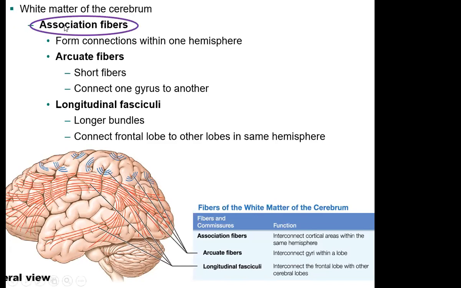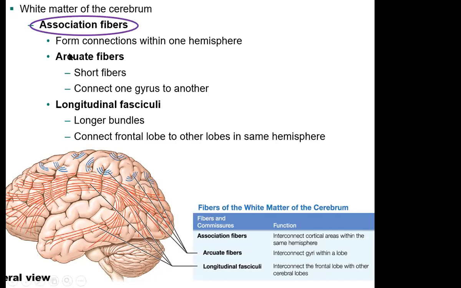So the first one that you see here is association fibers. And what you want to remember for association fibers is they form connections within the same hemisphere. So if you think about the people that you associate with, you guys run in the same circles. So these would be like your friends that you would say, hey, do you guys want to go out to eat? Y'all are going to go to the same restaurant. So association fibers are in the same hemisphere.